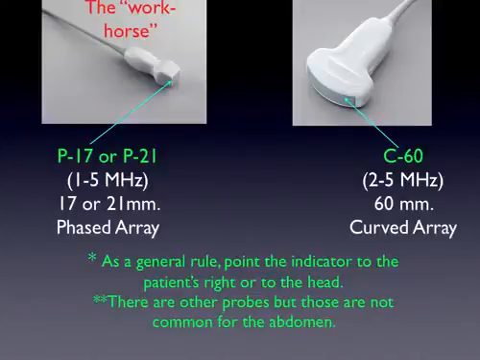There are two major probes to use for the abdomen. They're both low-frequency probes. Remembering low-frequency probes can penetrate the abdomen to a deeper level, although the image is not as clear as a high-frequency probe. So what I would call the workhorse probe or transducer is the phased array, the P17 or the P21. The C60 or other curved array probes are extremely useful, but the P17 or P21 has the advantage of being able to be placed between the ribs.